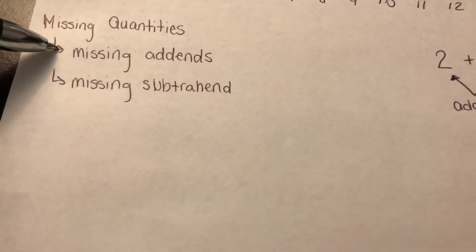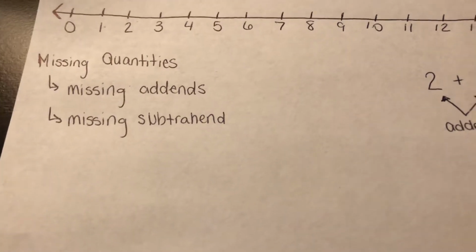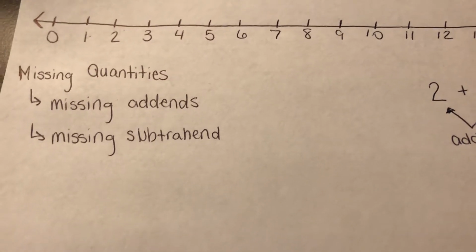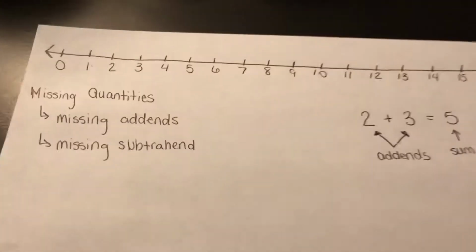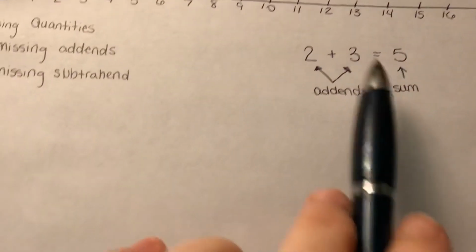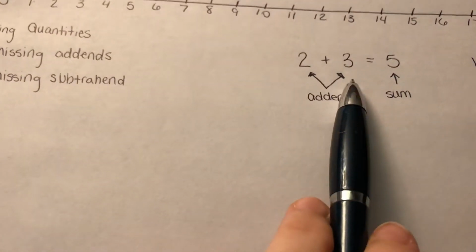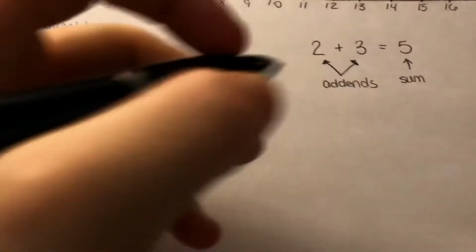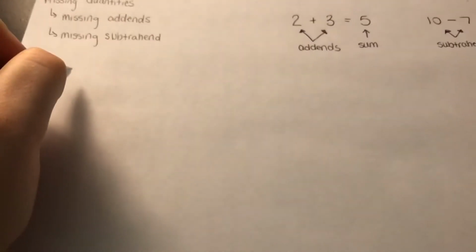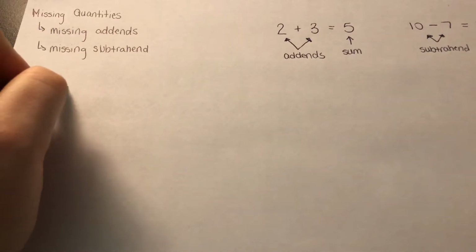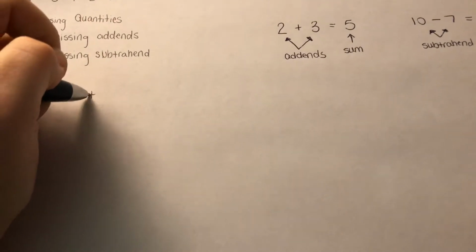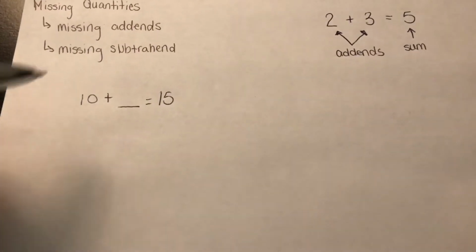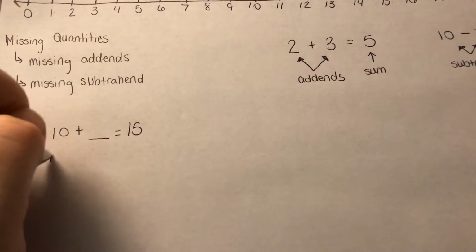So let's take a look first at the missing addends. This one is a little easier for the kids to grasp because there are fewer strategies that they need to use. A missing addend is an addition problem where one of the two numbers is missing, and there's either a box or a blank line. The students might see something like this. Let's just say 10 plus what equals 15. This is an example of a missing addend equation, and I will write that.